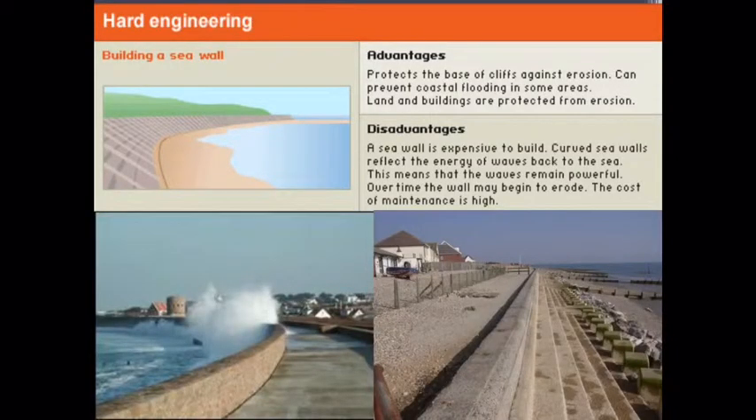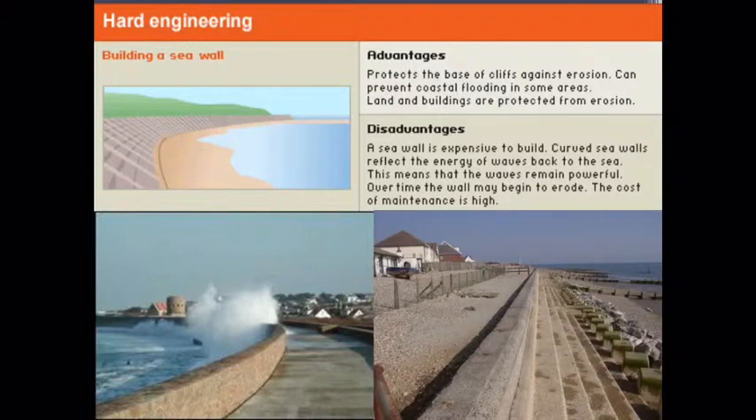So we're going to have a look at examples of a few of these different types of hard and soft engineering. The first one to look at, which is the most commonly understood method of hard engineering, is the seawall. These work by basically building a big wall at the point where the sea would normally hit the beach or hit the cliffs, and they absorb the energy of the waves and stop the erosion process happening.